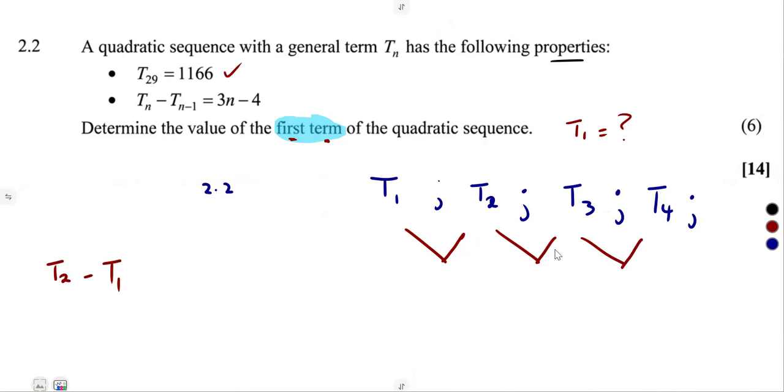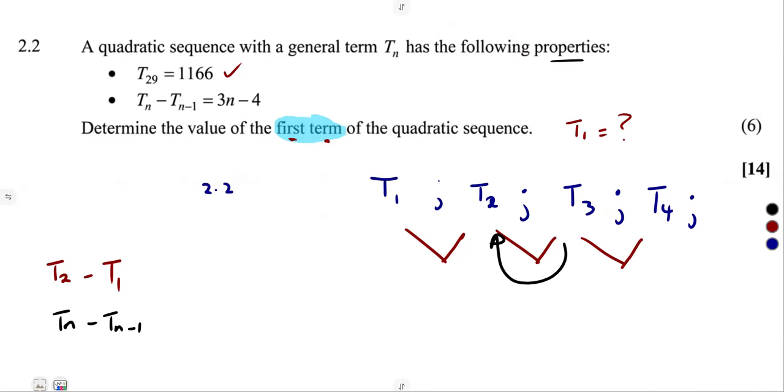What seems confusing is actually direct, because they told us something familiar: Tn minus Tn minus 1. Are we seeing that it is the same thing? If our n is 2, then n minus 1 will be 2 minus 1, which is 1. This is what they're trying to say.